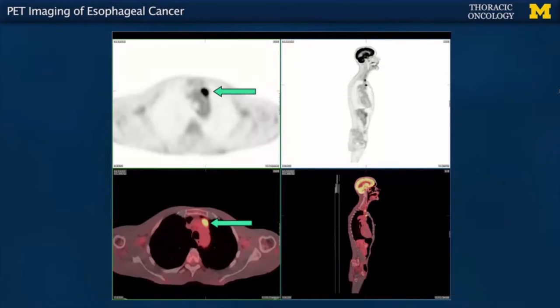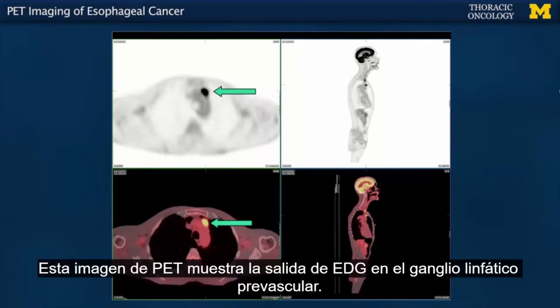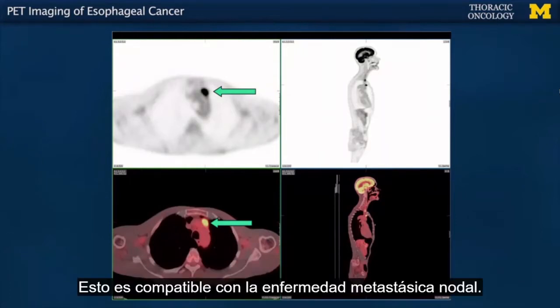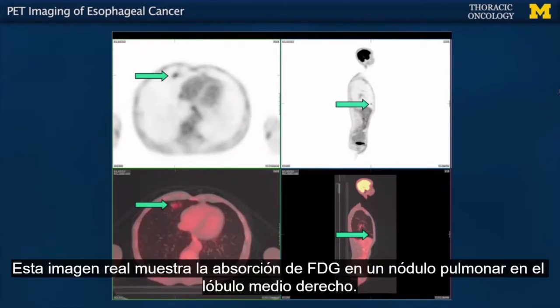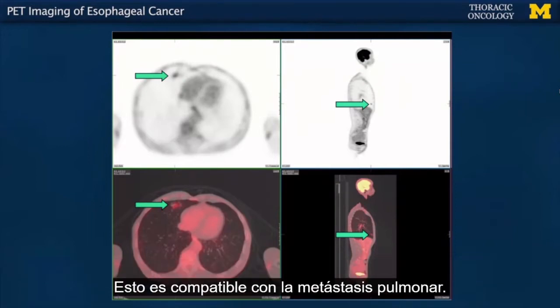This PET image shows FDG uptake in a prevascular lymph node. This is compatible with nodal metastatic disease. This axial image shows FDG uptake in a lung nodule in the right middle lobe. This is compatible with lung metastasis.